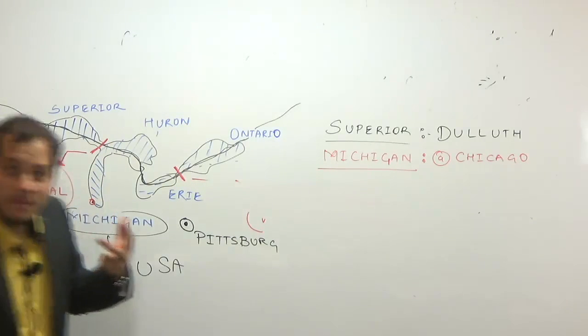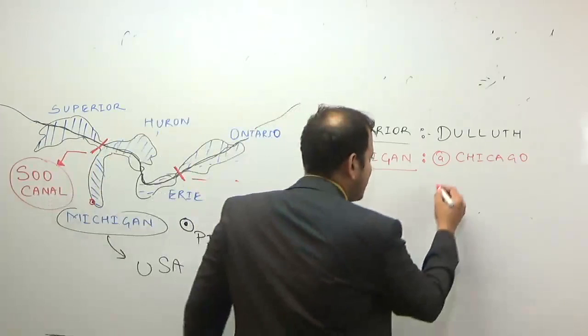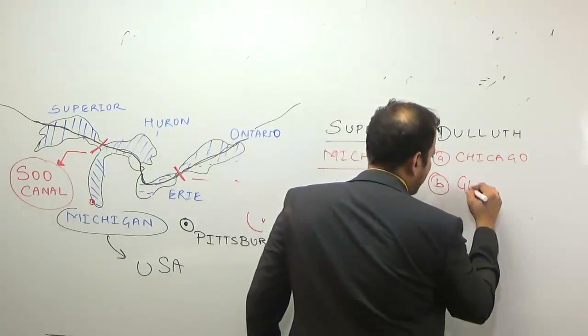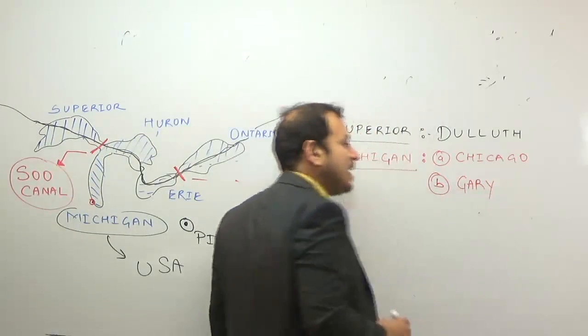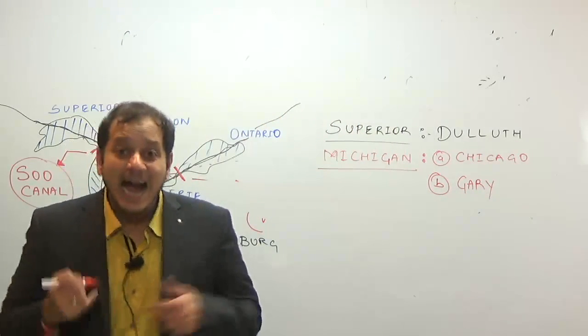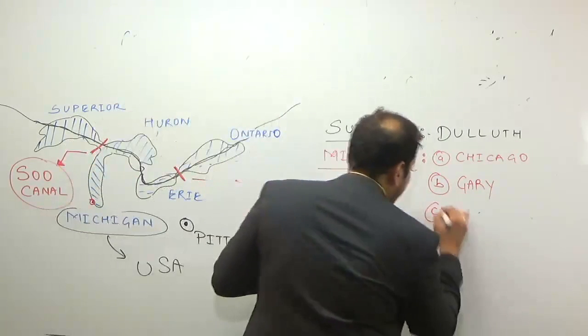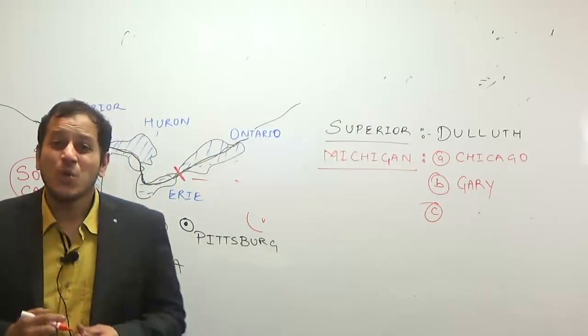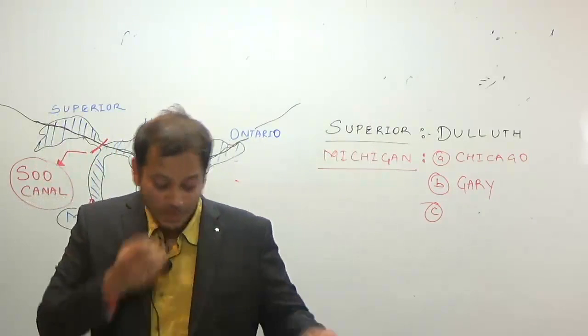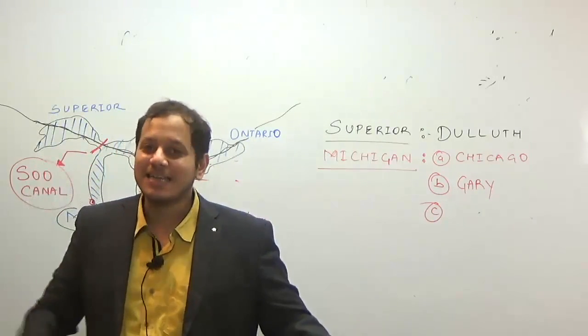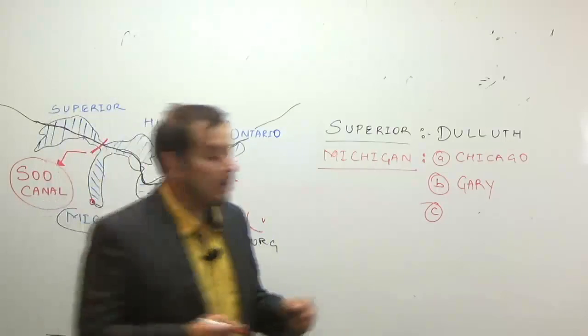Then we have another important iron and steel center, that is Gary. Gary is important for iron and steel industry. And we have another important center which is for milk industry. The name itself says it is Milwaukee.